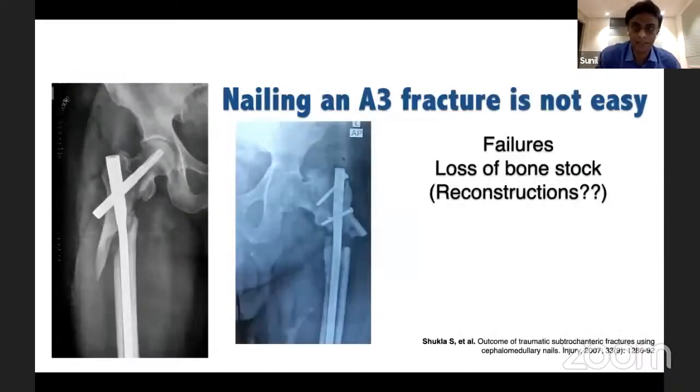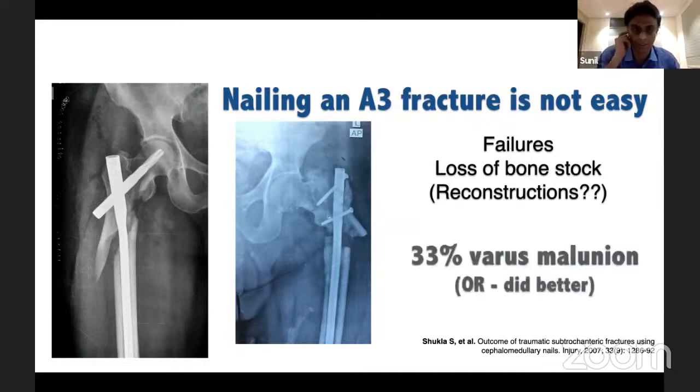But is nailing a subtroch fracture easy? Definitely no, especially when it comes to an A3 fracture. Nailing it is definitely not easy. And if you don't nail it well, you are bound to fail most often, and failures can result in a lot of problems, especially loss of bone that might make future reconstructions definitely more difficult. And if you look at the literature, even if they succeed, the amount of varus malunion you get in the proximal femur is tremendously high, around 33%. And these patients never do normal.